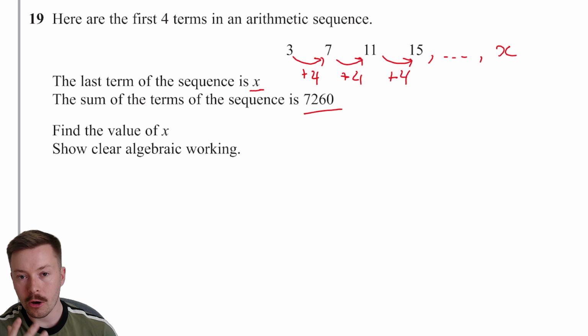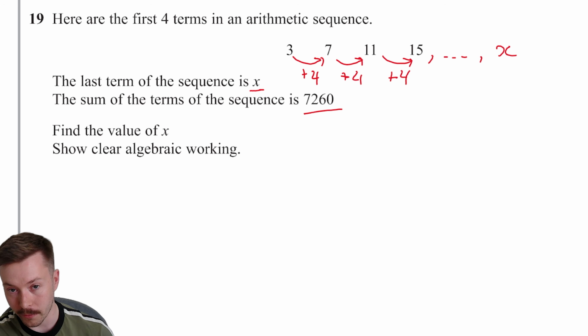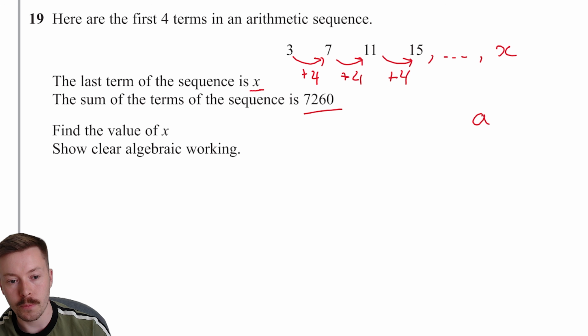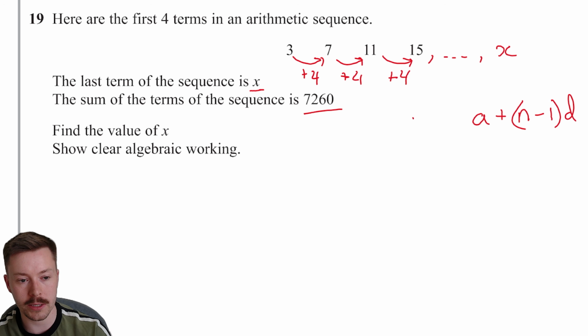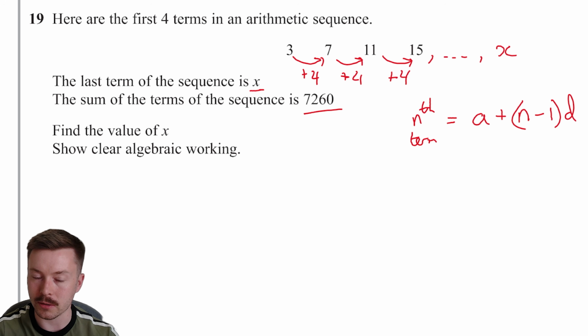Now, there is one formula for the sum of a series, but another one for the nth term, which you probably will not be used to. So it's a plus n minus 1 d. That is the formula for the nth term. You can also rewrite it in the other way, but this is easier in some instances.